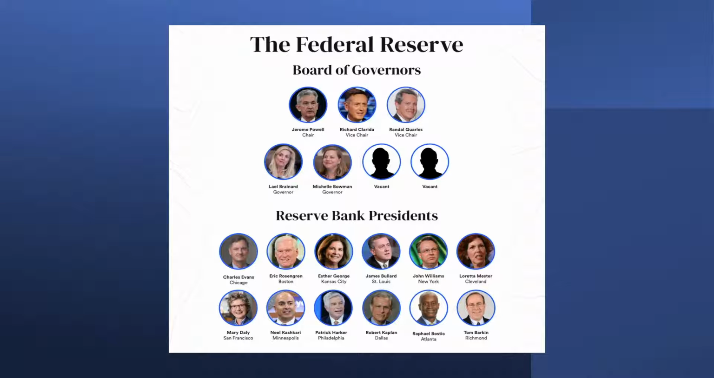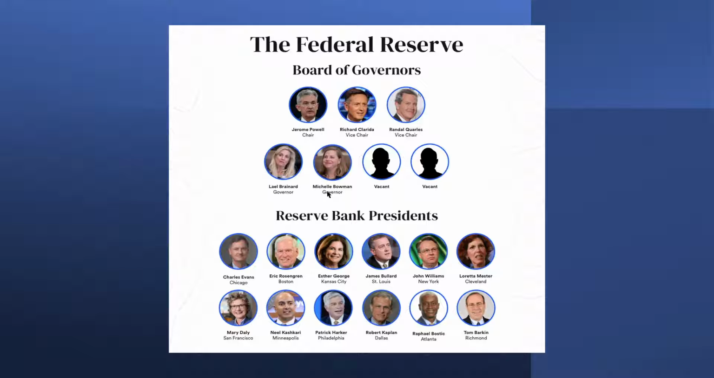This is the current Board of Governors. There's Jerome Powell, he's the chair. Richard Clarida is the vice chair. Randall Quarles is the vice chair. Notice how it says vacant. These are positions which have not yet been filled. So President Biden will be able to appoint these, and if they're approved by the Senate, they'll take their spot.